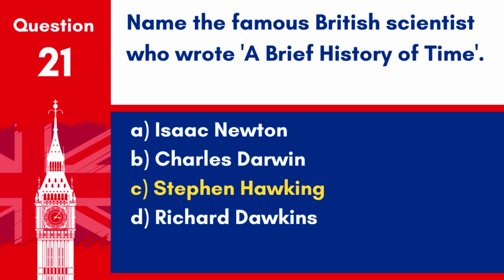Answer: C. Stephen Hawking. Stephen Hawking, the renowned British physicist, wrote A Brief History of Time, which explains complex scientific theories in a way accessible to the general reader.